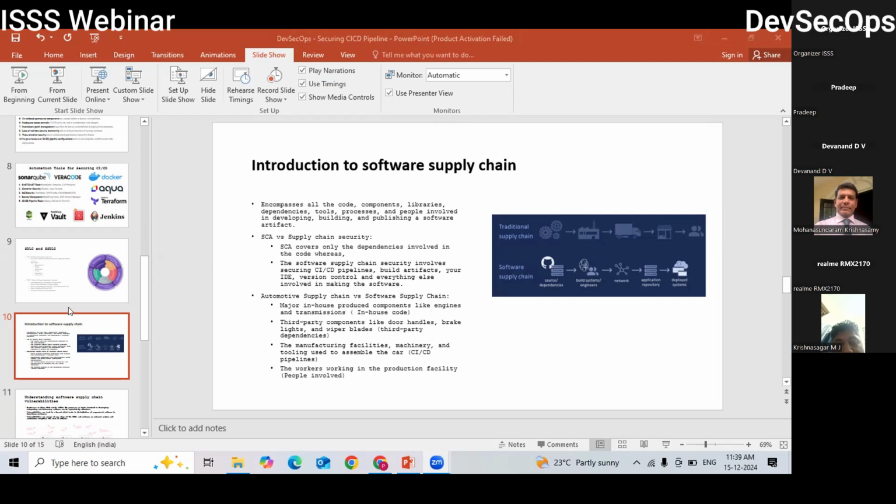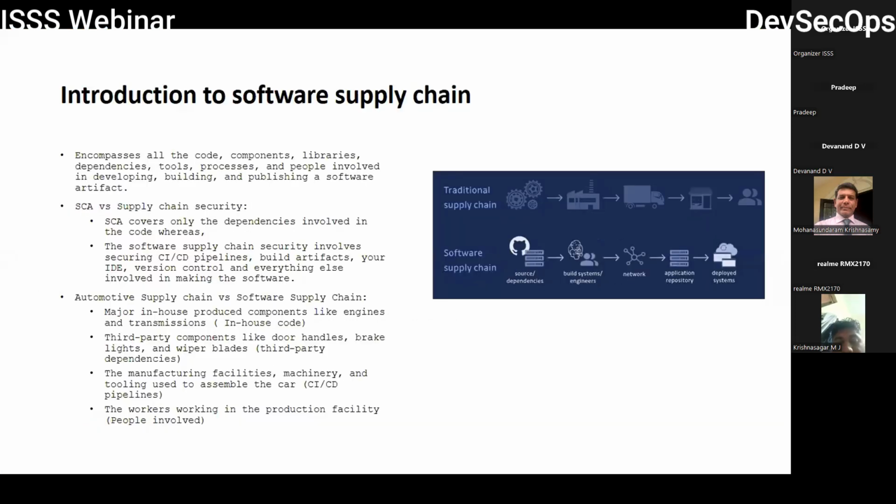Okay, we are moving into slide number 10. This is nothing but the introduction to the software supply chain. When you see it from a diagrammatic perspective, what is the traditional supply chain happening in the supply chain market? How does it happen? The same thing is correlated with the software supply chain. You have lots of sources and dependencies, and using them, you build your source code.